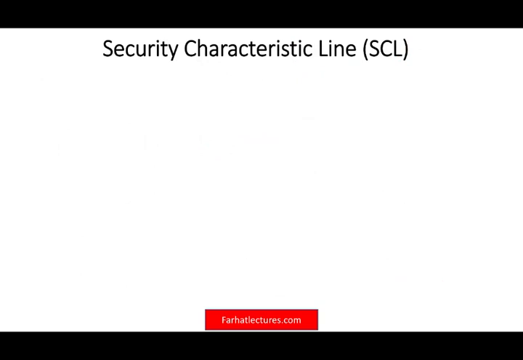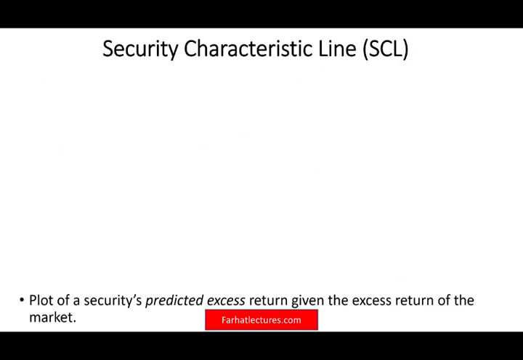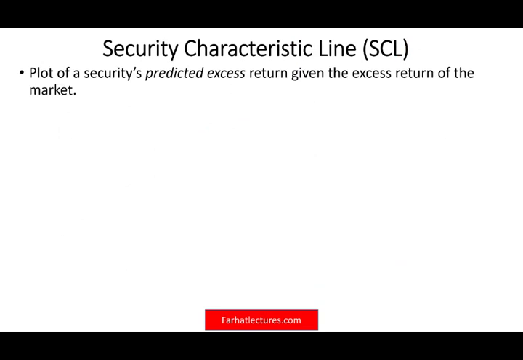So let's talk about this line and call it now the security characteristic line. This is the line that we draw. It is a plot of the security's predicted excess return given the excess return of the market. And for Ford Motor Company, alpha is negative 0.98%, and beta is 1.32. Now we need to know the risk premium plus this residual. So this is what we can find out.